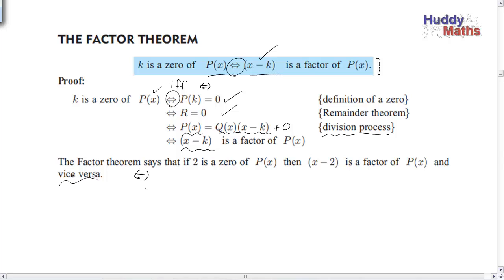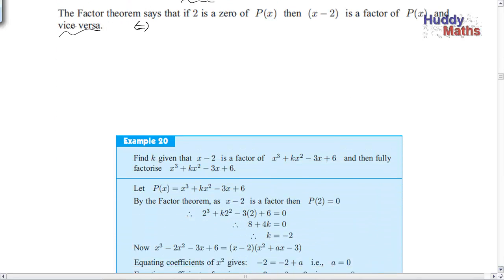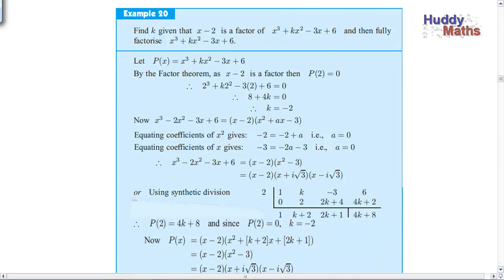Okay, so I think we sort of knew that from before, but there's a formal proof of it. So we can actually talk about how to create factors from zeros of a polynomial. So that's going to be important to find those factors now. So come down and have a look here. Okay, find k given that x take 2 is a factor of this thing here. Then fully factorise it.